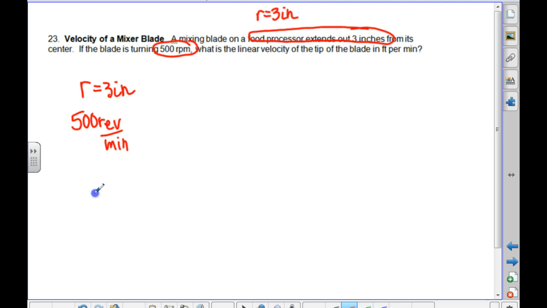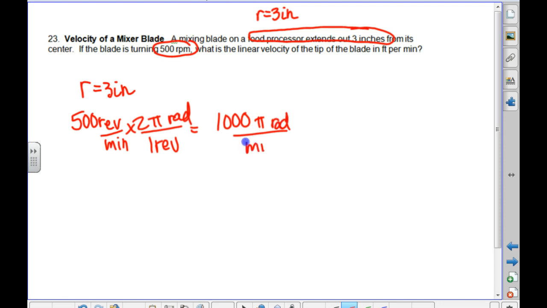It's not linear or angular, because it's not in a distance per time, and it's not in radians per time. What can I make it into? You can make it into radians. I can make it into radians per time by multiplying, since 1 revolution is 2 pi radians. So I get 1,000 pi radians per minute is my angular velocity. It wants feet per minute, so I don't think I want to change the minutes part, right? I want to keep that.